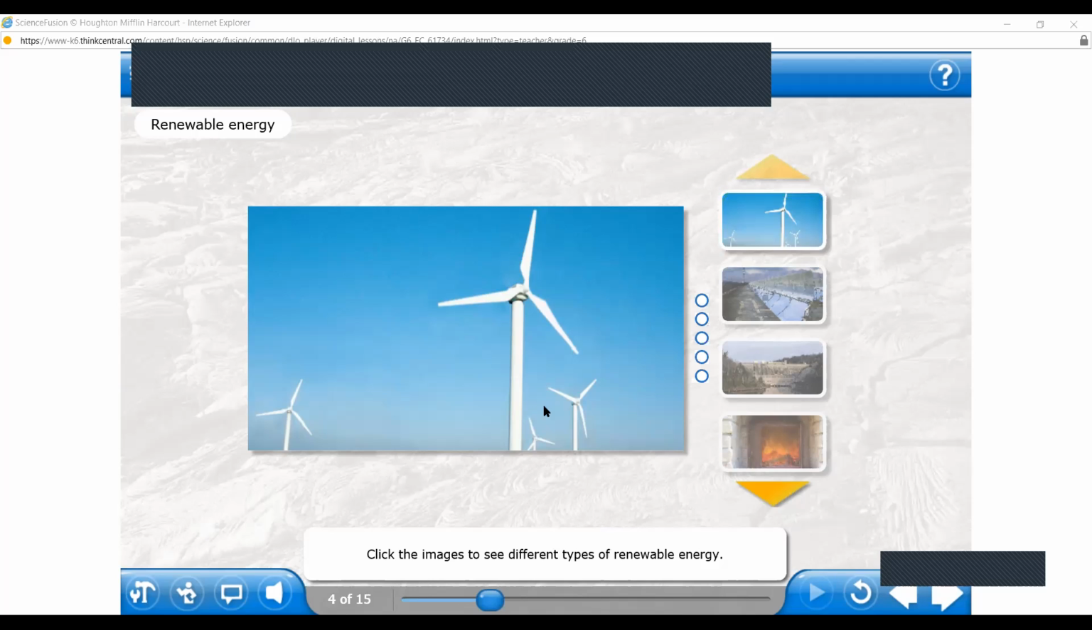That they are very expensive. Okay, they are very expensive. And these blades, what you see here, they're very sharp. They can harm birds. Dangerous to birds. Yes, they can harm the birds.